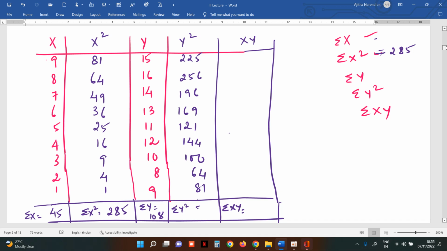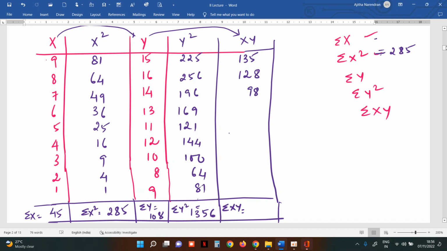Right. The figure here, you can see, is 1356. So now xy means this and this you have to multiply in order to find out xy. So 9 into 15 is 135. You can use your calculator and find out. 8 into 16 is 128. 7 into 14 is 98.